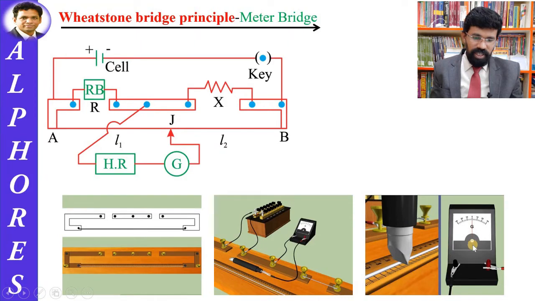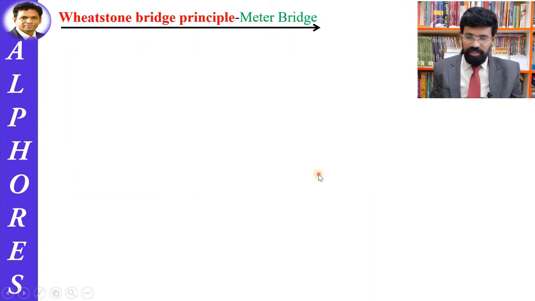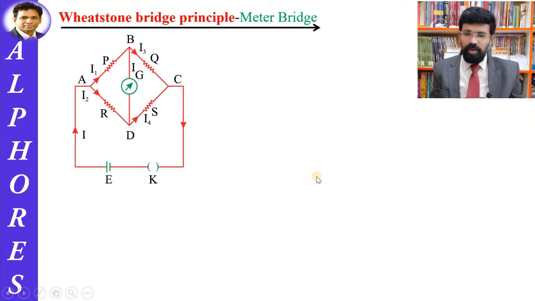So this is the galvanometer. If the galvanometer is pointing 0, it means the bridge is balanced. It means there is no current passing through the galvanometer. If any current passes through the galvanometer, this needle will deflect towards right or left depending upon the direction of the current. Let us now try to understand how the Wheatstone bridge principle can be applied to the meter bridge, and how the theory related to the meter bridge can be evaluated.